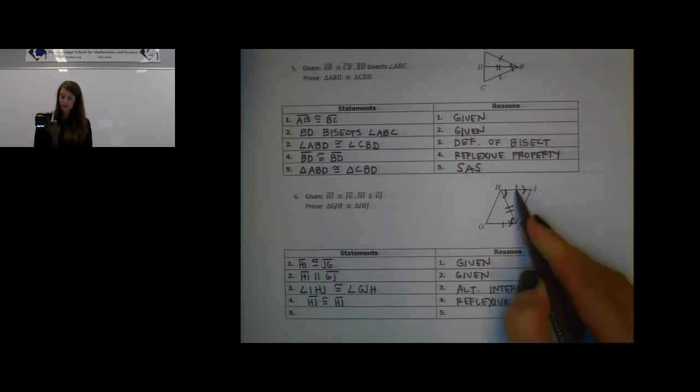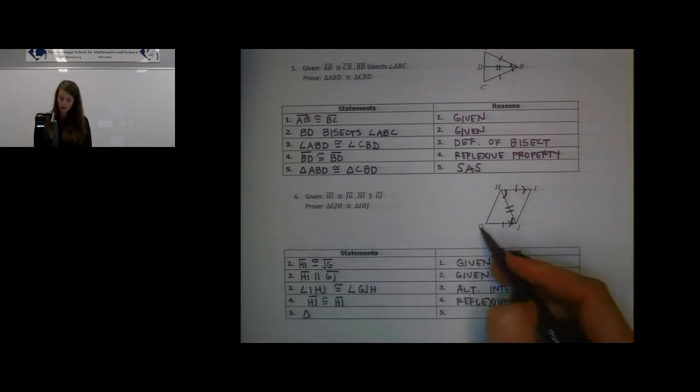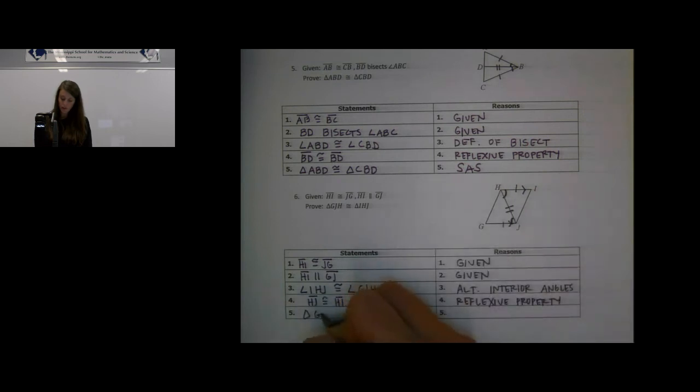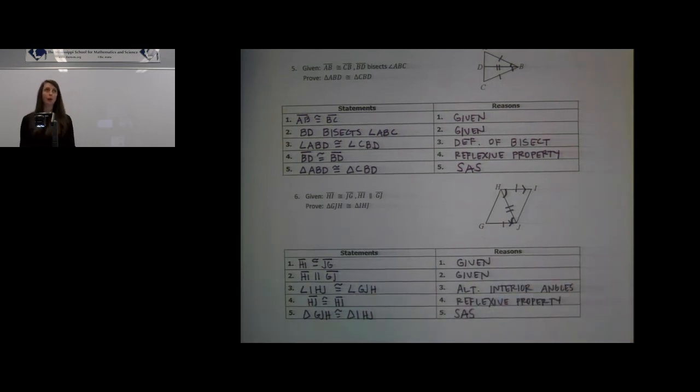So now I've got a side, angle, side. Side, included angle, side. So that means that triangle GJH is going to be congruent to triangle IHJ by the side-angle-side property. Okay? So we've got other ways to learn and talk about proving, but that's where we're going to talk just about side-side-side and side-angle-side.